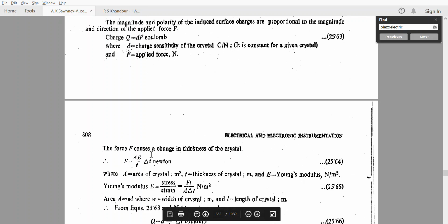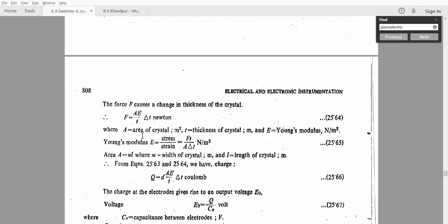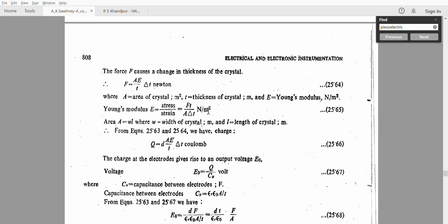Taking all to one side, you will get this equation: F = AE by T into delta T, when the force causes changes in the thickness of the crystal. A is the area of the crystal, in meter squared, T is the thickness of the crystal in meters, and E is the Young's modulus, in newton per meter squared. We can write the same equation like this: F = (E A / t) into delta T. You take all this to the other side, and you will get this equation.